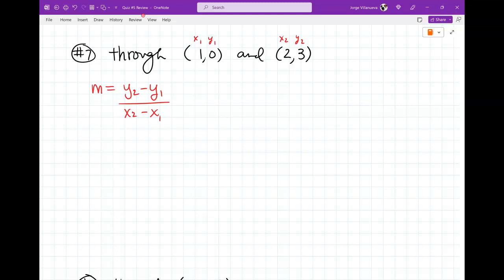All right, so slope is y2, that's 3, minus y1, which is 0, over x2, which is 2, minus x1, which is 1. So that's going to be 3 over 1, or just 3.